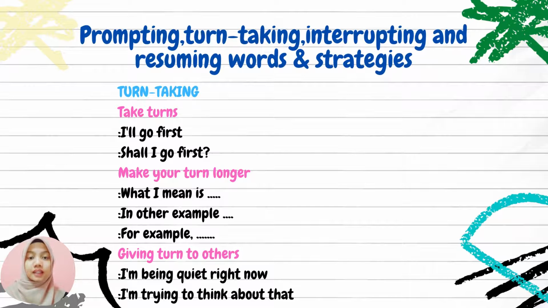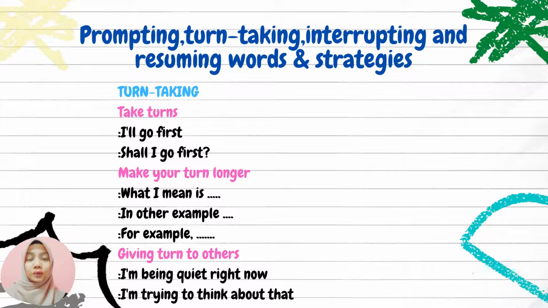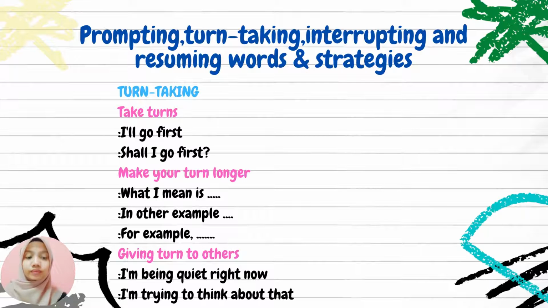Next is turn-taking. For turn-taking, we can consider that turn-taking has three parts. The first part is taking turns. You can say, I'll go first, or shall I go first, when you want to take a turn in discussion.